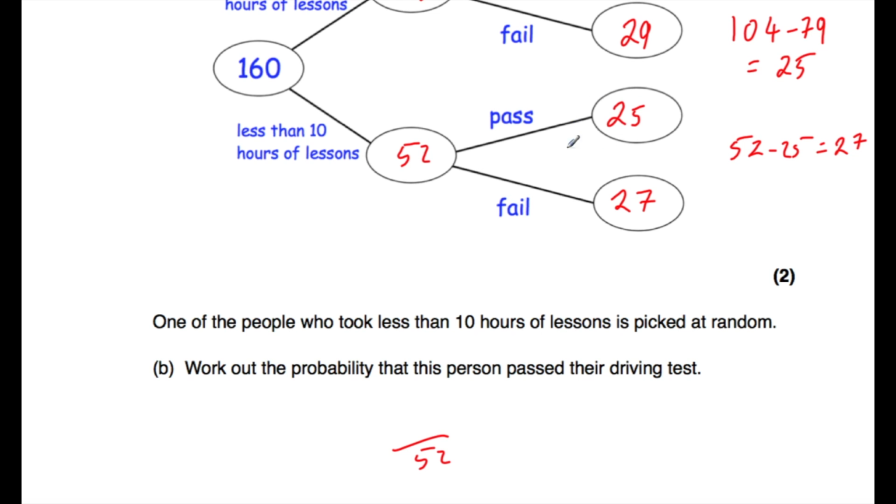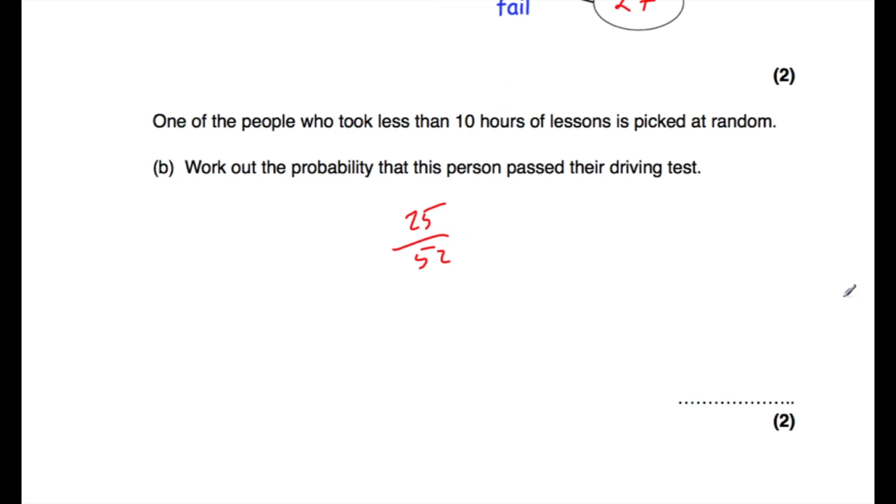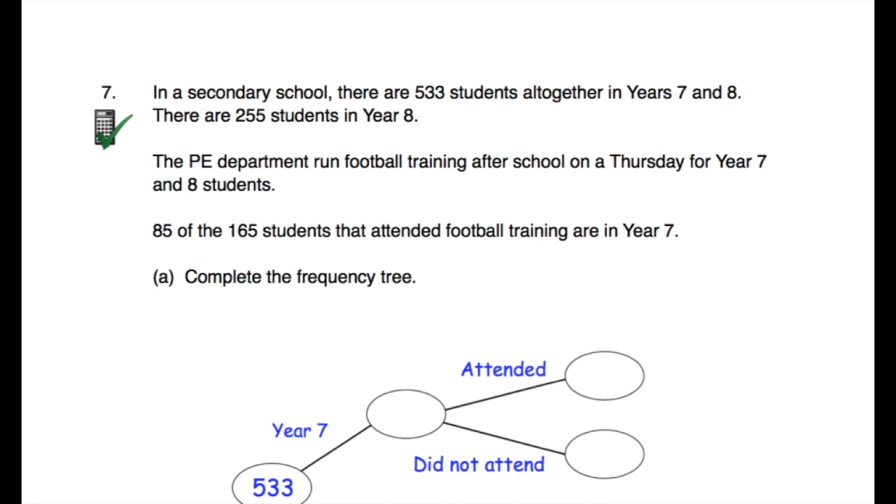And 25 of them passed the driving test, so it's going to be 25 out of 52. And that's it. So 25 out of 52. Okay, let's have a look at our next question.